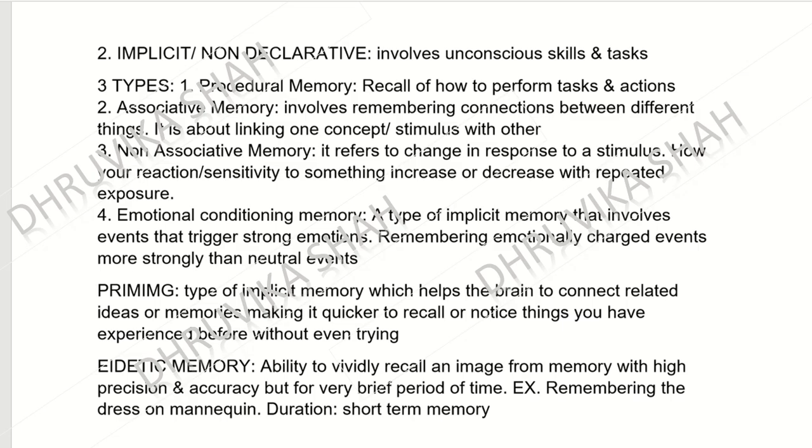First is the procedural memory. This is the ability to recall how to perform a task. How we remember the procedure is our procedural memory. Then we go to the second type, which is the associative memory. Here we remember connections between different things.